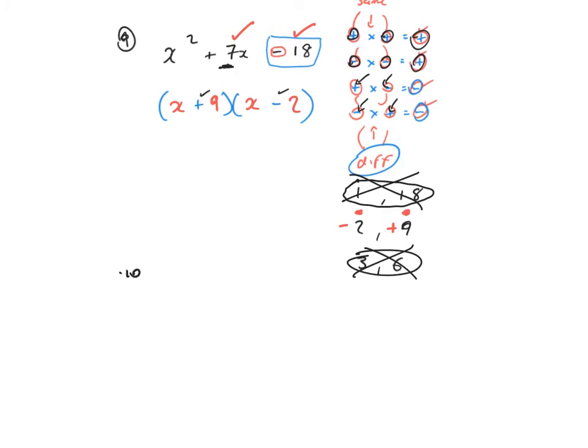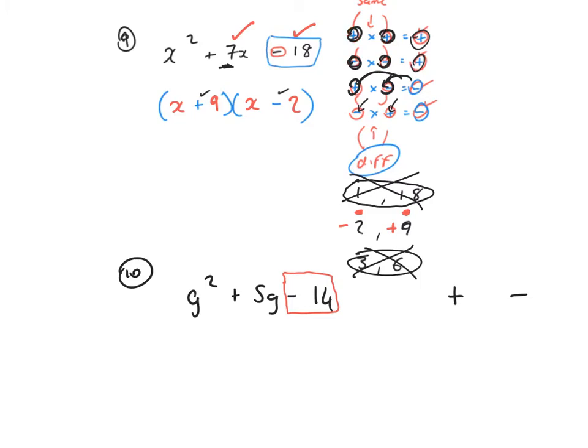Let's take down example 10. Example 10, g squared plus 5g minus 14. Okay, so we're multiplying together to get a negative result. Therefore, I know for a fact that the signs must be different. So let's write that down. Because if the signs are different, I will definitely get a negative result. But if the signs are the same, I'll definitely get a positive result. So I know that the signs must be different.